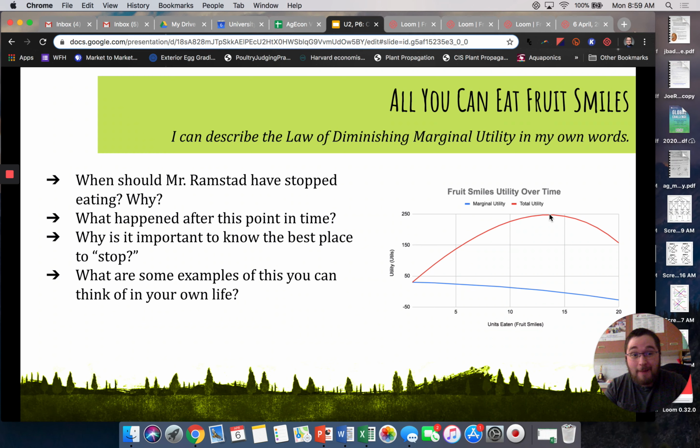Now, I'm probably not going to want fruit smiles for a week, right? Because I have too much sugar going on in my mouth right now. It's giving me a bad taste, okay? What happened after this point, we just talked about that, but we started losing satisfaction, okay? This, 14 in this example, is known as our diminishing point, okay? We start losing satisfaction after we consume that many units.